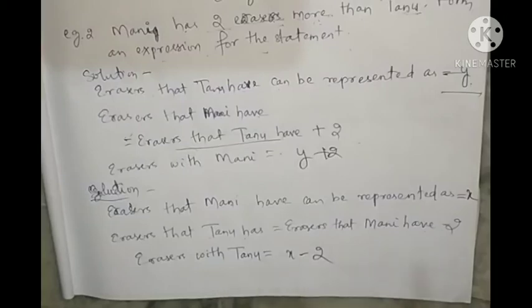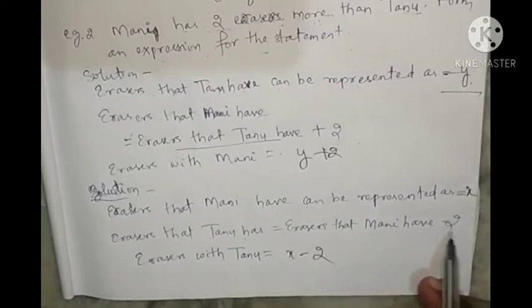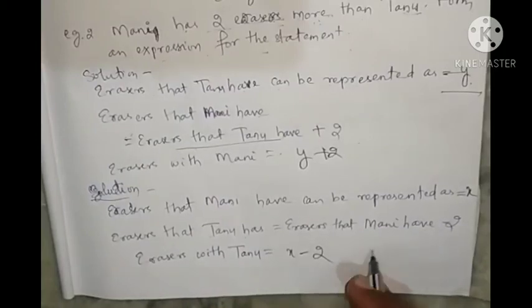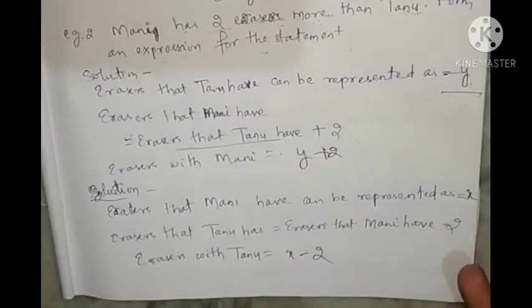Tanu has how many less? 2 less than Mani. Okay, less means what will you do? You will do subtraction. So erasers that Mani has minus 2, that is erasers with Tanu, equal to x minus 2. So here, like that, using variables you can express anything. Or we can find out some values.